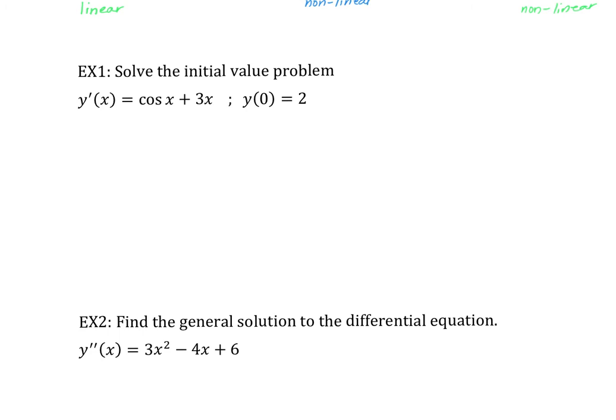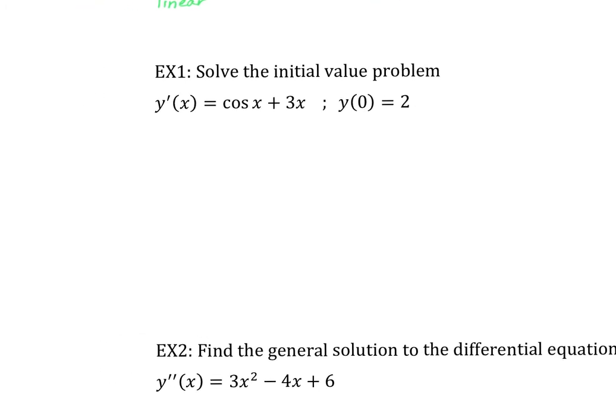In example 1, it says solve the initial value problem. So we have a differential equation. We want to solve it by finding the equation y and then use the initial conditions to find a specific solution. Again, how do we solve? We integrate.